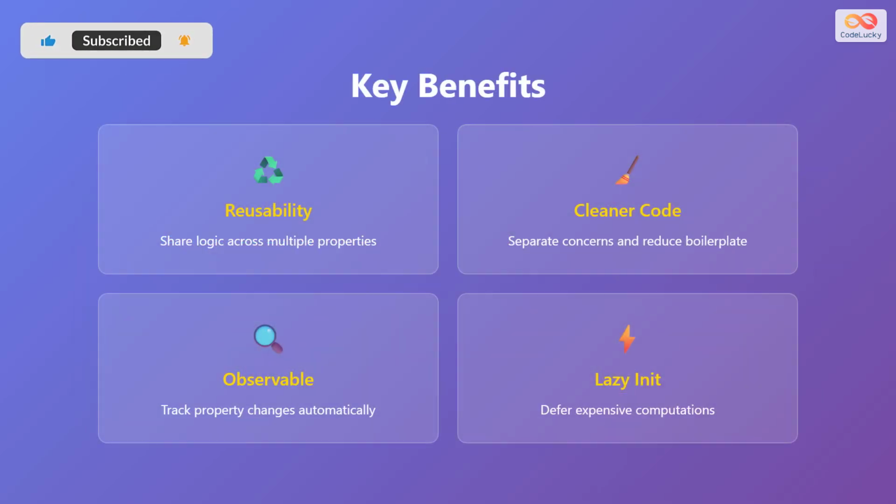Property delegation offers several key benefits. First, reusability. You can share the same delegation logic across multiple properties in different classes. Second, cleaner code. It helps separate concerns and reduces boilerplate. Third, observability. You can easily track and react to property changes. And fourth, lazy initialization. You can defer expensive computations until they're actually needed.